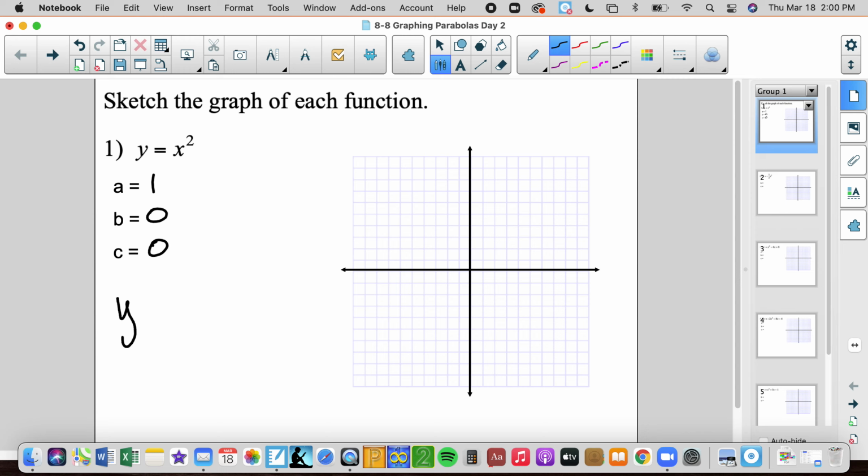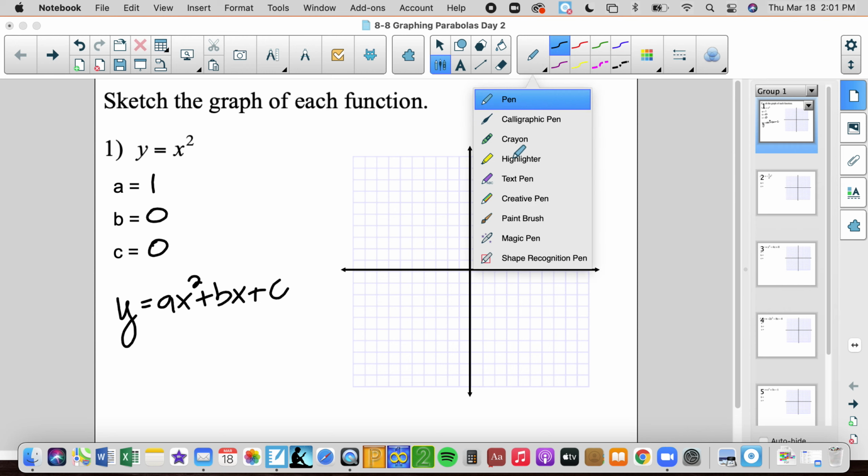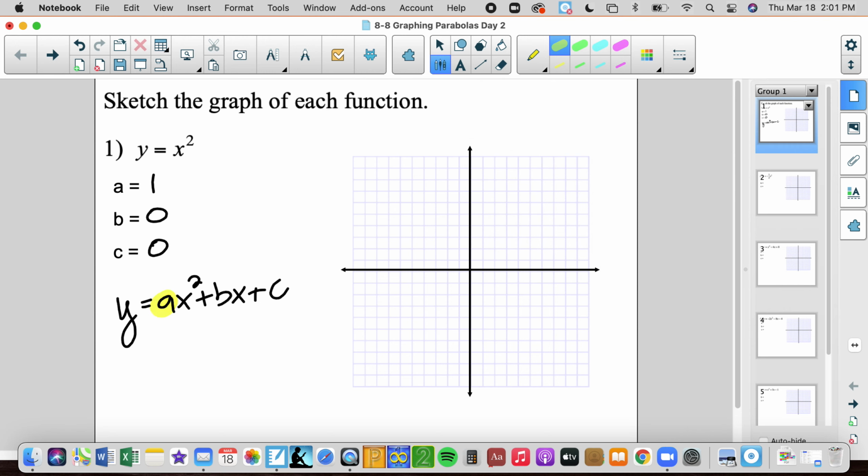Why do we know that? Because these equations are written in standard form. And standard form is ax squared plus bx plus c, where a represents the coefficient of x squared. So the coefficient of x squared would be a 1. That's why our a is 1.